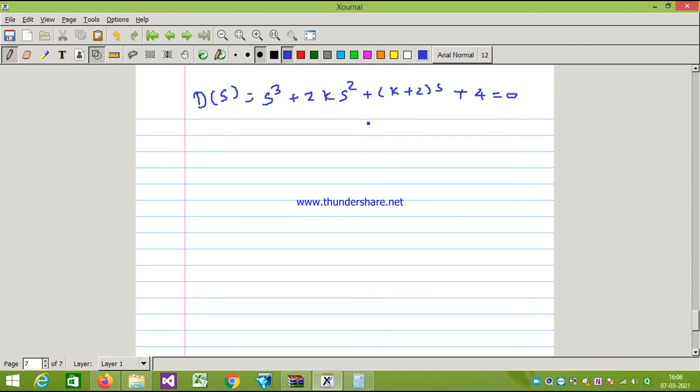Again we want to simplify this equation. So what to do? Just take s cube as it is plus 2k s square as it is, right? Now multiply inside ks plus 2s as it is, or otherwise you put it as it is, it is not necessary to multiply. So k plus 2 as it is, plus 4. Let's put the RH table.